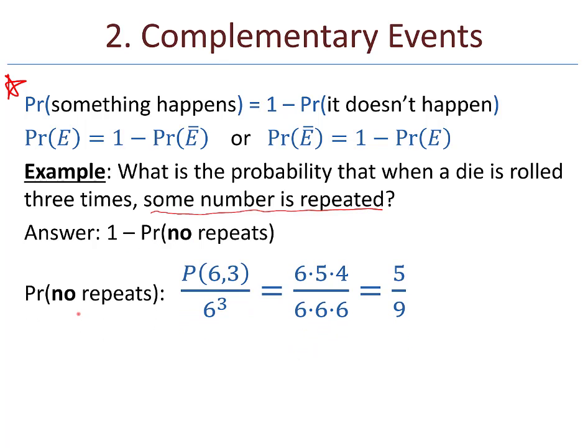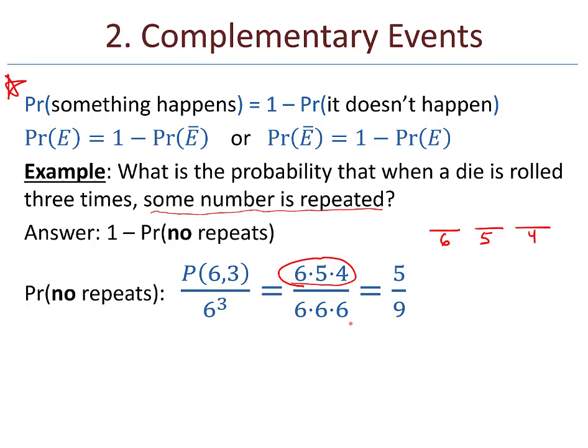The probability that there are no repeats ends up being 6 permute 3 over 6 cubed. 6 times 5 times 4. You can imagine that. Essentially, there are 3 blanks to fill for these 3 rolls of the die. And the first outcome can be anything. There are 6 ways to fill that blank. But then after that, you can't be the same number as the first. So there's 5 ways to fill that second blank. And then there are 4 ways to fill that third blank. So 6 times 5 times 4. That's what goes in the numerator.